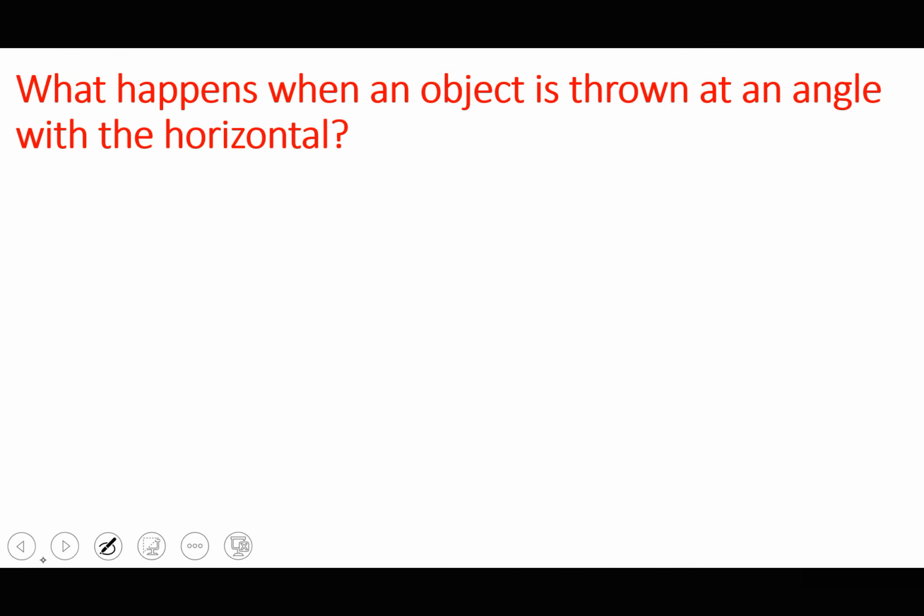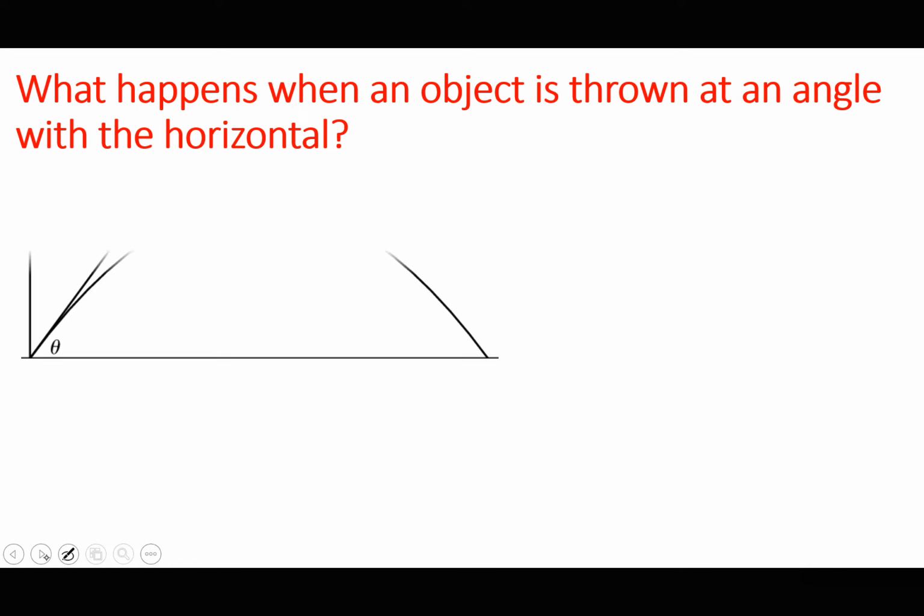So what happens when an object is thrown at any angle with the horizontal? We want now to find what we are going to call the components. Remember, I told you that your concepts of resolving should become part of you. Let's consider an object projected with a velocity v at any angle theta to the horizontal. So the velocity v has two components. One component must be acting in the horizontal and one component must be acting in the vertical.